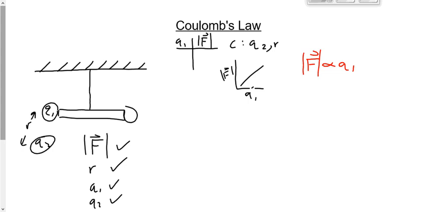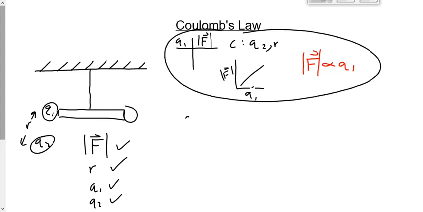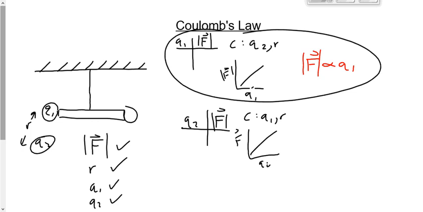Now, the second experiment he does relates Q2 to F. Manipulate Q2, see how F responds to that, controlling Q1 and R. Plot a graph, F versus Q2. Sure enough, he gets a straight line for that one as well, which tells him the relationship is linear again. F is directly related to Q2.